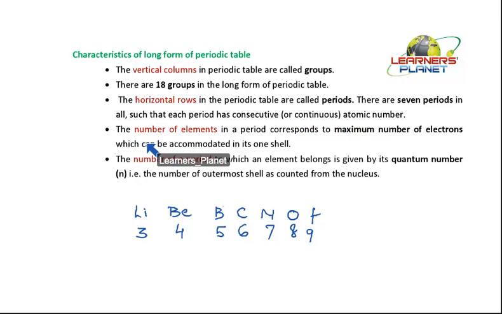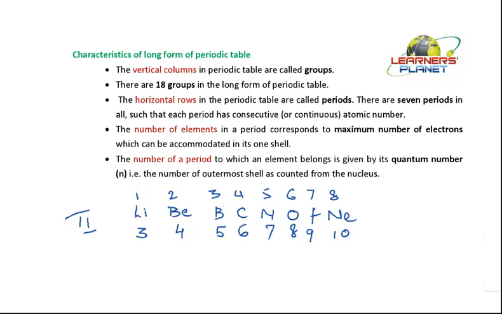Now the number of elements in a period corresponds to the maximum number of electrons which can be accommodated in its one shell. So if I am taking the second period, how many elements are here? Let's count: 1, 2, 3, 4, 5, 6, 7, 8. So there are 8 elements in the second period. How many electrons can it accommodate in the second shell? It can accommodate 8 electrons.